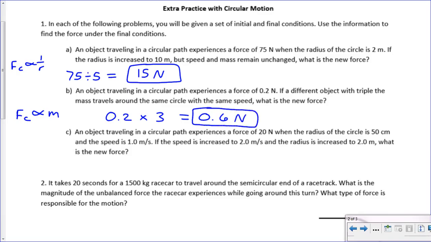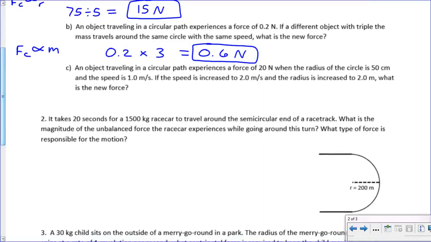First of all, it says that the speed went from 1 meter per second to 2 meters per second. So we've doubled the speed. Secondly, it says that the radius went from 50 centimeters to 2 meters. There's a little bit of a unit conversion in there, but 50 centimeters is half of a meter. So if we went from 50 centimeters to 2 meters, we quadrupled the radius.